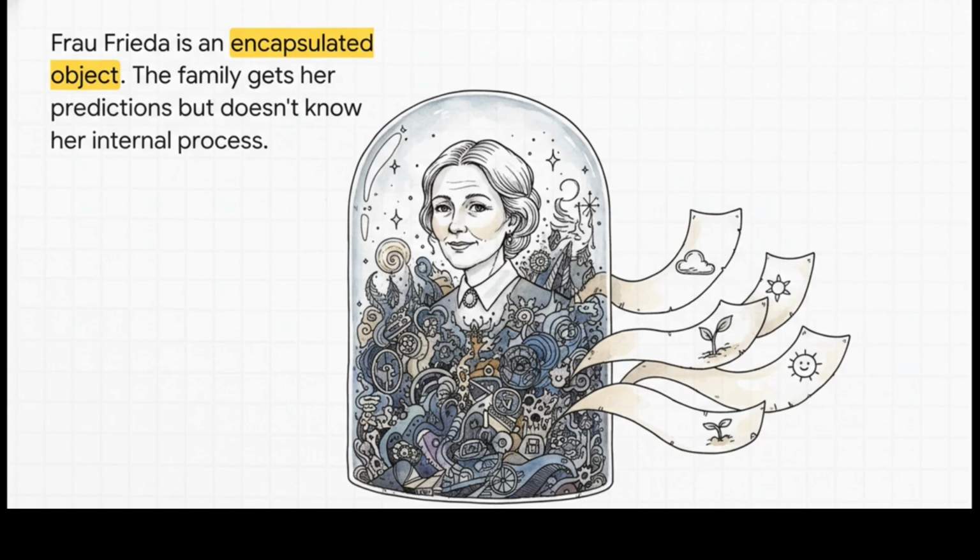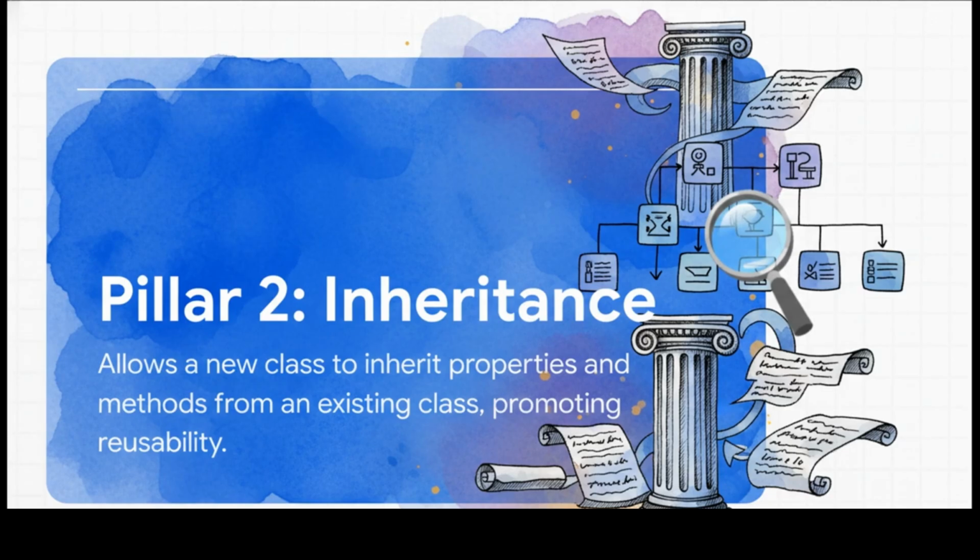Her methods are private. Pillar number 2 is inheritance. This is basically the idea that you can create a new class that's based on an existing one. It just inherits all its traits and functions, kind of like passing down features in a family.